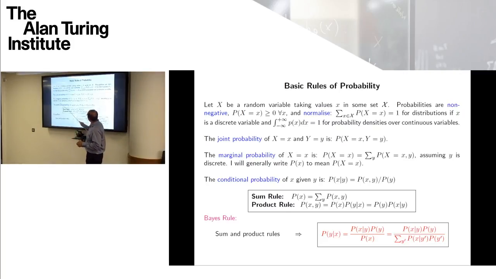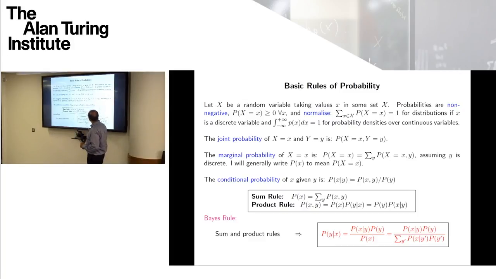Then you have the marginal probability of x, which we write like this, which is the sum over y of the joint probability. So the marginal probability that it's raining in London is the sum over whether it's raining or not in Paris of the joint probability of rain in London and rain or not rain in Paris. You sum out the other variables.